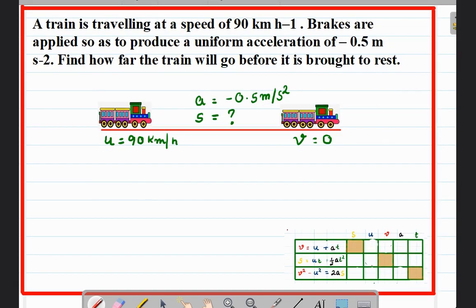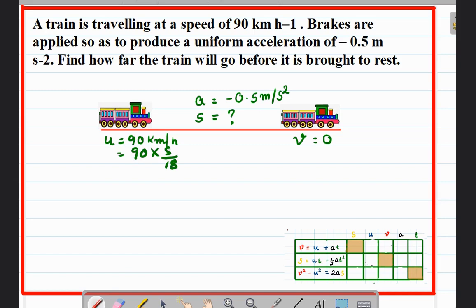Now, before going ahead, let us see whether the units are the same. In this question, we can see that acceleration is given in meter per second square, but velocity is in kilometer per hour. So our first job is to convert the unit into meter per second. To convert kilometer per hour into meter per second, we are going to multiply it with 90 into 5 by 18.